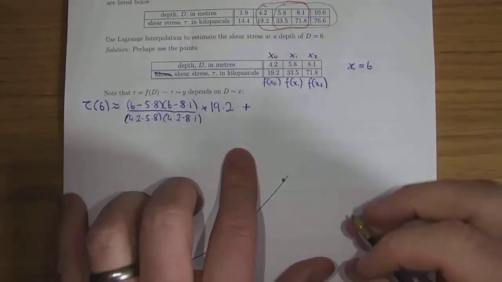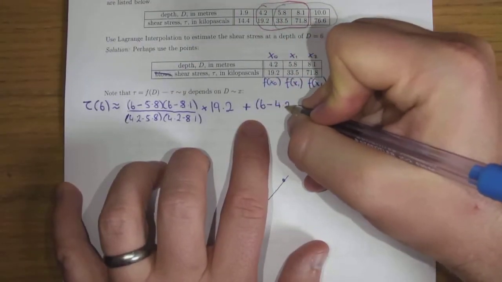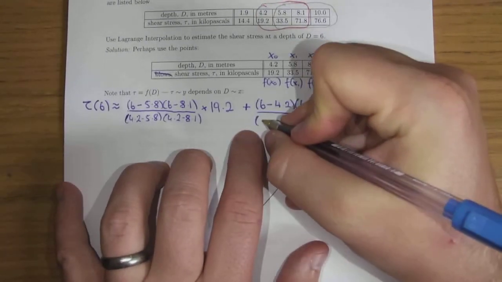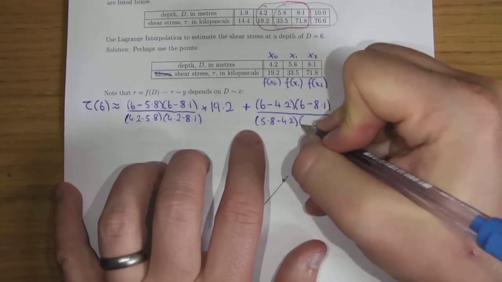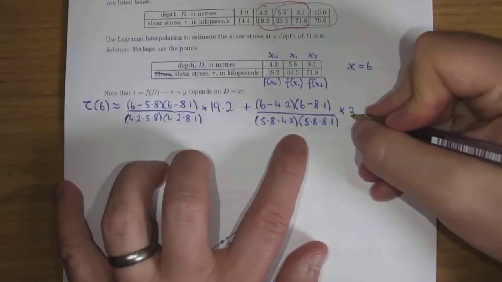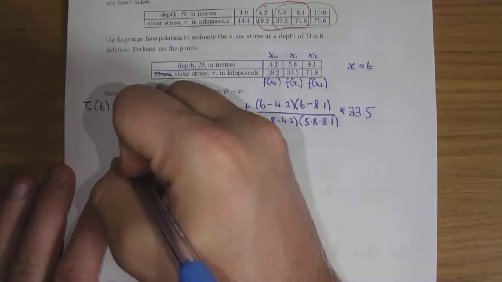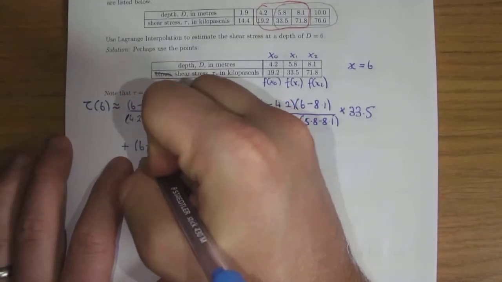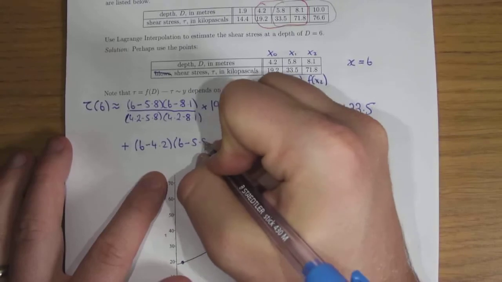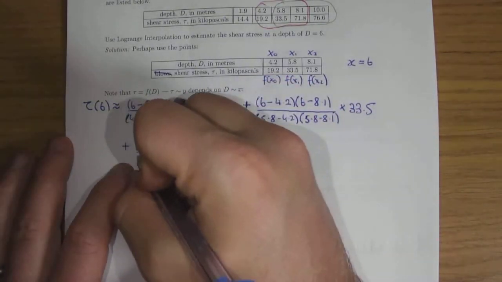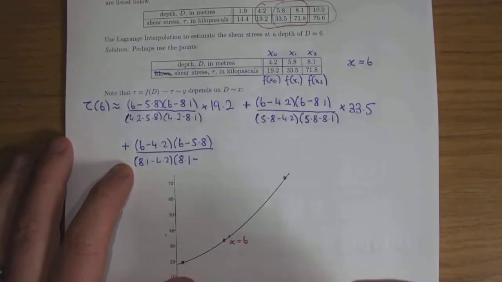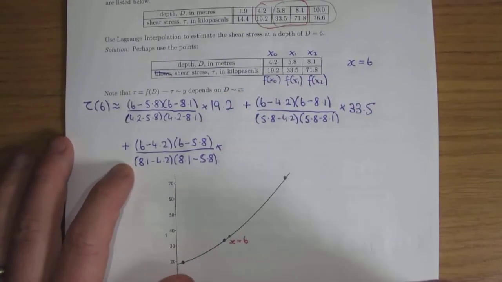plus x minus x0, x minus x2 divided by x1 minus x0 times x1 minus x2 times the value of the function at x1, which is 33.5, plus, what have we got? x minus x0, x minus x1, over x2 minus x0, x2 minus x1 times the value of the function there, which is 71.8.